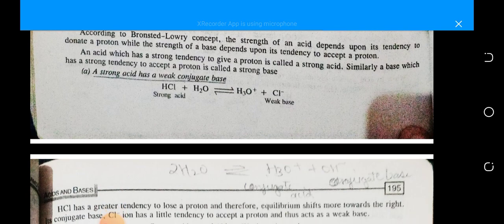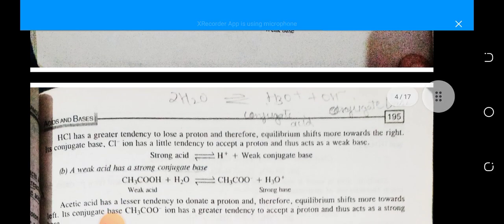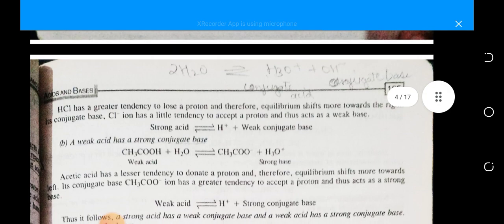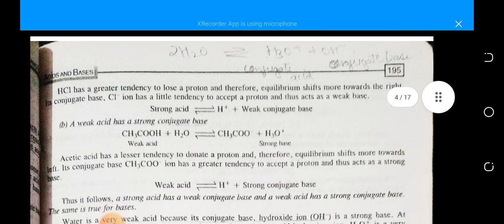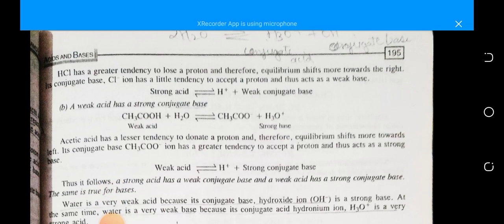A strong acid has a weak conjugate base. HCl plus H2O gives the products H3O positive plus Cl negative, a weak base. HCl has a greater tendency to lose a proton and therefore the equilibrium shifts more toward the right. Its conjugate base, the Cl negative ion, has little tendency to accept a proton and thus acts as a weak base. Strong acid gives a weak conjugate base plus H positive.